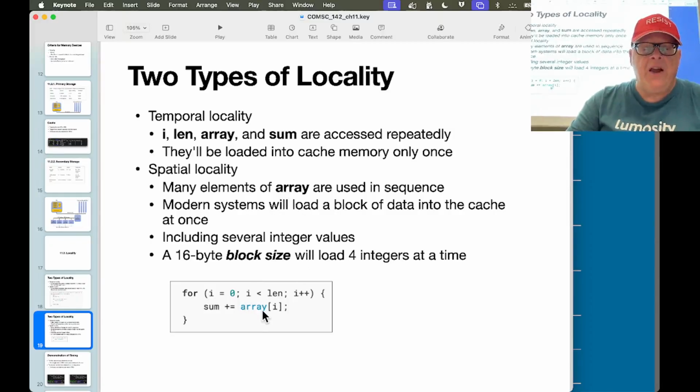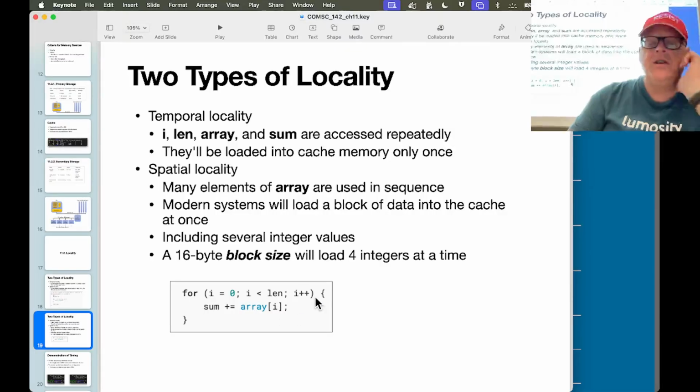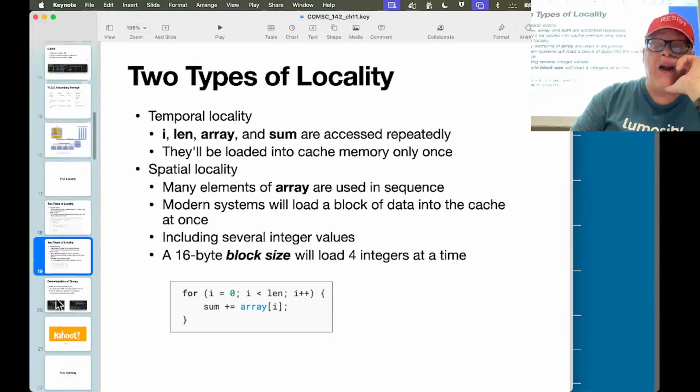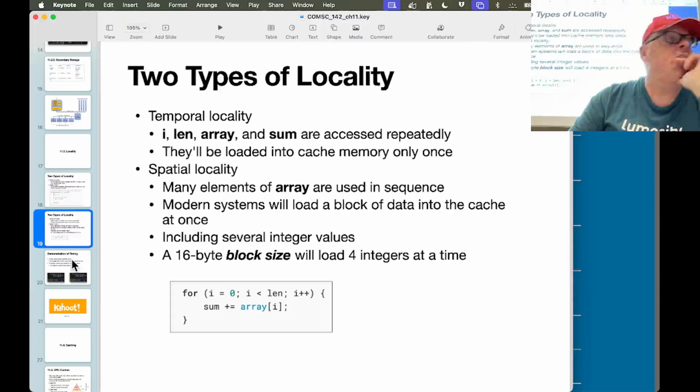Then spatial locality: you're reading array sub 0, array sub 1, array sub 2, array sub 3, and modern systems don't load just 4 bytes at a time. They load blocks. If they load, say, 16 bytes as a block size, they'll load 4 integers at a time. So you really don't have to fetch these one by one. You fetch them in blocks, and that makes them faster.